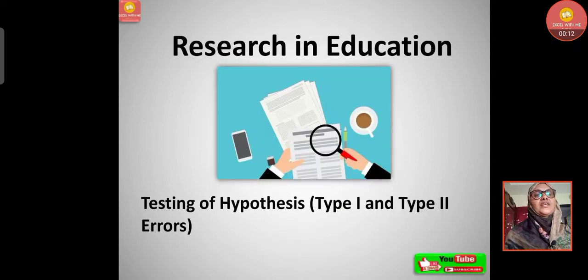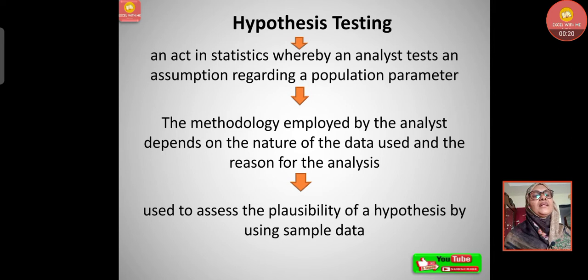Let's start today's class, that is research in education, with the topic testing of hypothesis, type 1 and type 2 errors. Now let's understand once again, already I have explained about this hypothesis testing. Let's revise before understanding about type 1, type 2 errors. Now hypothesis testing, an act in statistics whereby an analyst tests an assumption regarding a population parameter.